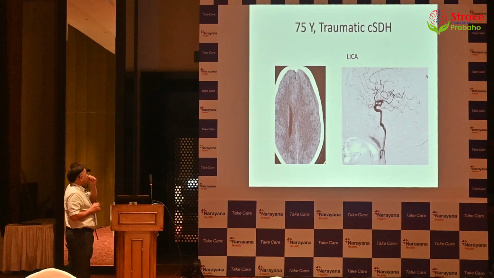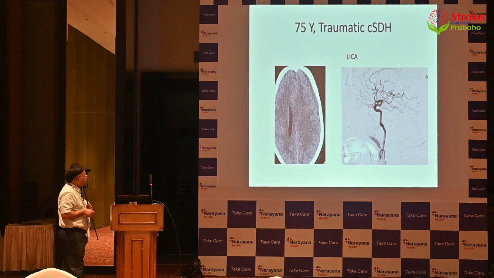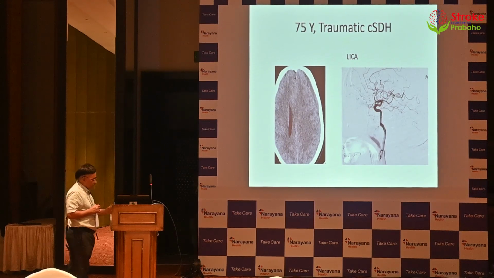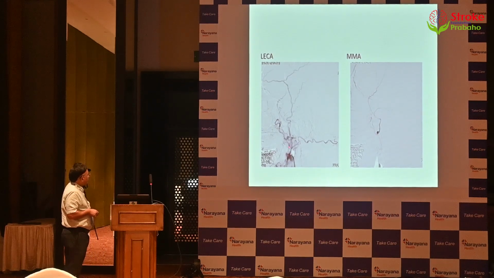Another case of traumatic chronic SDH in a 75-year-old male, left side hematoma, ICA injection. You can see the ophthalmic artery is visualized, but not very well visualized. This is the left external carotid artery injection. This is the middle meningeal artery. This is the frontal trunk. This is the posterior trunk. And this is the anterior trunk.